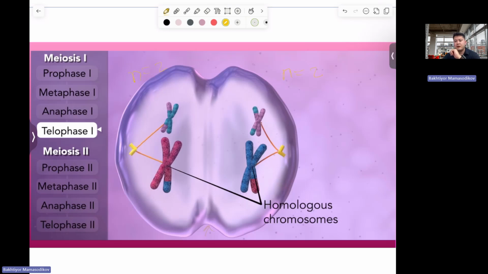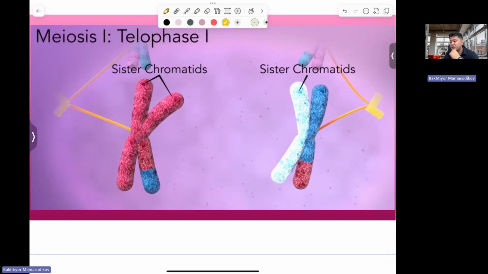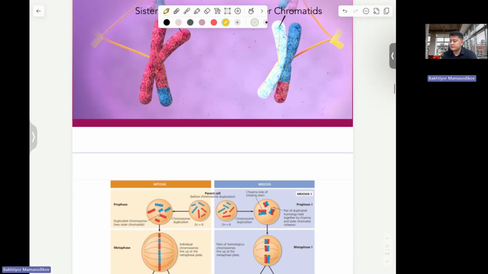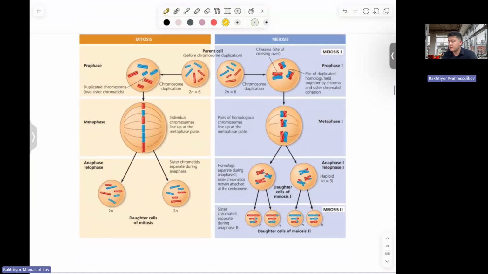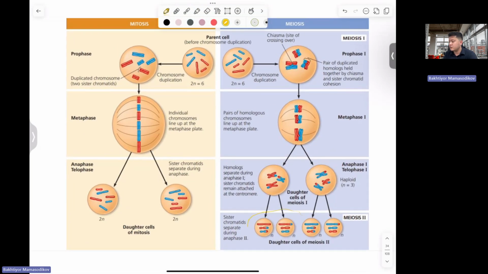If you have any questions, you can ask in the comment section. So this is telophase. You see sister chromatids are still there. I tried to illustrate it in a 3D structure. So this is all about meiosis I. This is the diagram explaining the difference. At the end of meiosis I, you will have 2 cells, haploid in number.